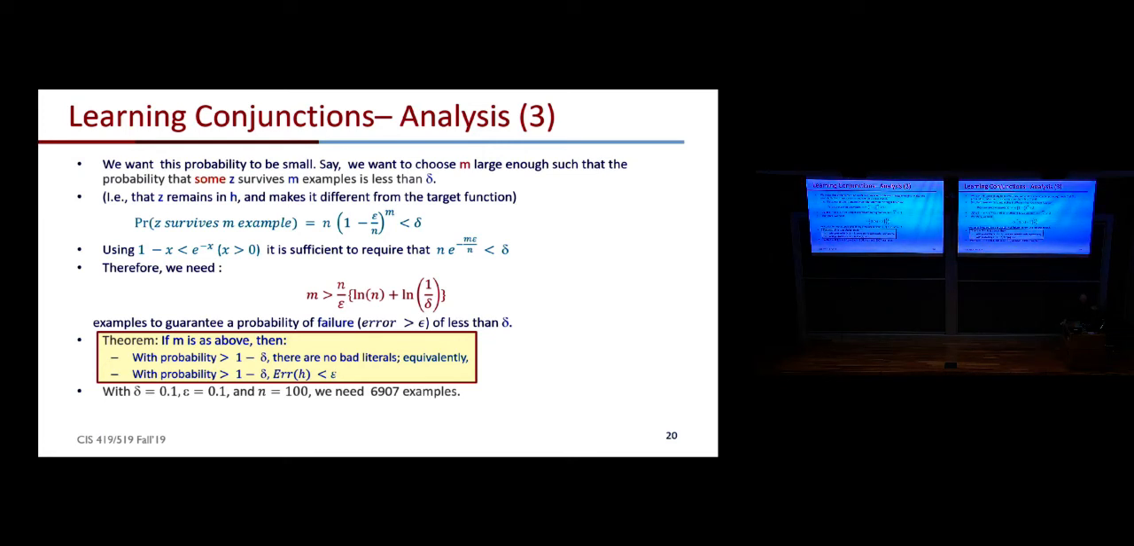So if m is large enough, as above, with probability at least 1 minus delta, there are no bad literals. Or, equivalently, with probability at least 1 minus delta, my error is going to be less than epsilon. So basically what I showed here is that we can use the same algorithm as before and quantify how well we're going to do in the future, and give you guarantees, as a function of how many examples you're willing to look at, that the future is going to be good. You're not going to have error that is larger than something.